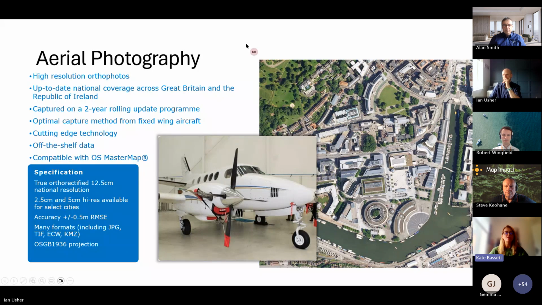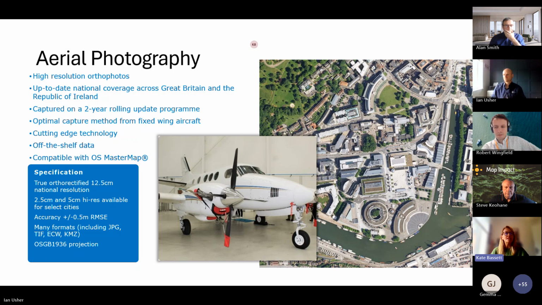Starting with aerial photography, it's at the heart of what we do at Blue Sky. It's our bread and butter, really. We capture all of Great Britain at a minimum resolution of 12.5 centimetres. In simple terms, that means that each pixel represents 12.5 centimetres on the ground. Blue Sky's imagery is captured using fixed-wing aircraft, like the one in the picture here, sitting perfectly between drones and satellite, which facilitates both wide area capture and higher resolution imagery.